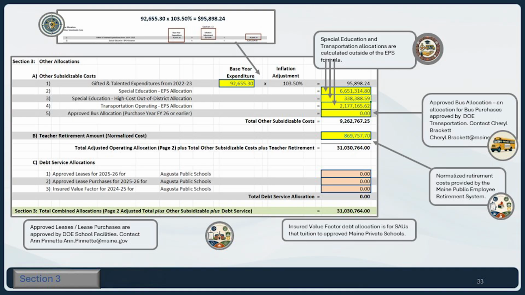And then finally, we have the debt service allocations, the approved leases and lease purchases. Those are for the modular buildings that you may be leasing or lease to purchase, and those are approved through the school facilities team at DOE. And then an insured value factor, and that is for the towns that tuition students to Maine private schools. So then Ida is going to come up and talk about special ed and the other pieces.